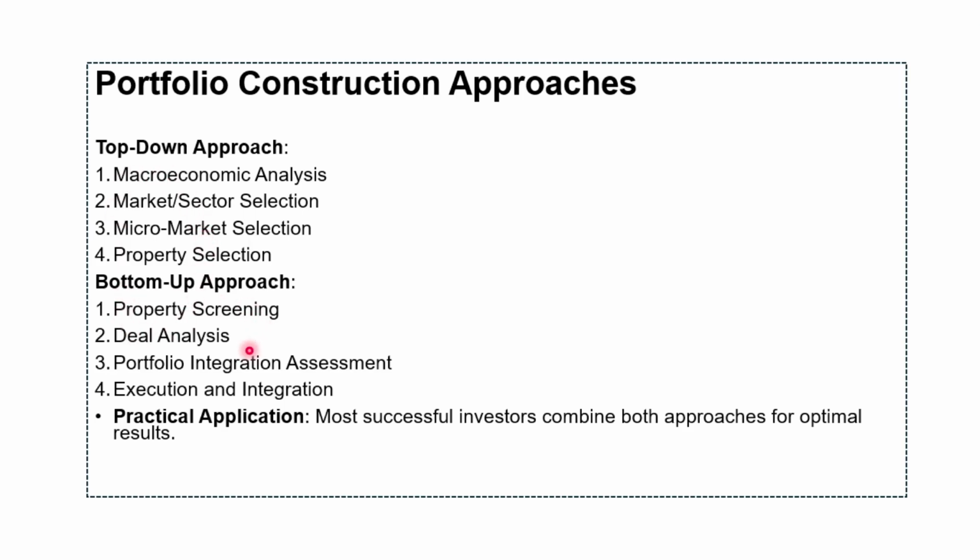In the bottom-up approach, first property screening is done, then deal analysis, what kind of offer is there, then whether adding that property to your portfolio is better or strategically useful for you or not. That kind of analysis, and after that execution and integration will be done. Once you have decided that you want to invest, you will execute that and integrate it into your portfolio. So that difference in approach is also there.